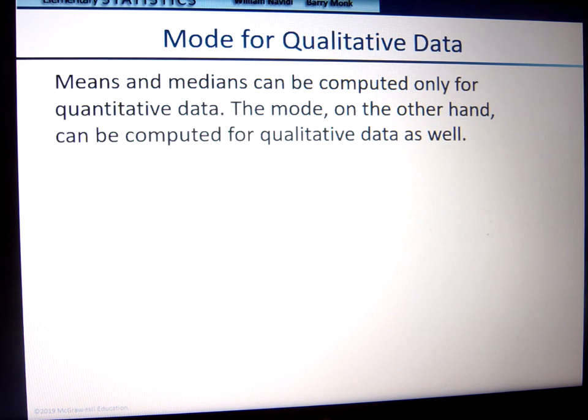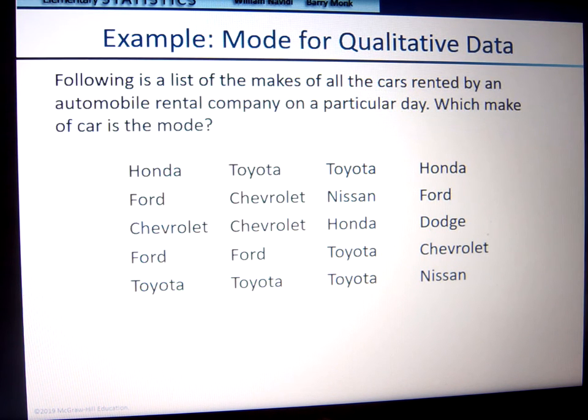Mean and medians can be computed only for quantitative data. However, the mode can be computed for qualitative data as well. So if I have a list here of cars rented by an automobile company on a particular day, which one of those would be the mode?